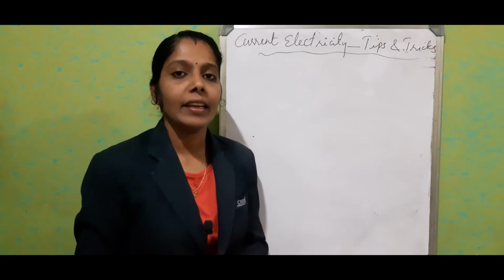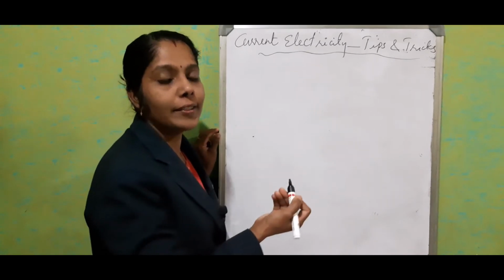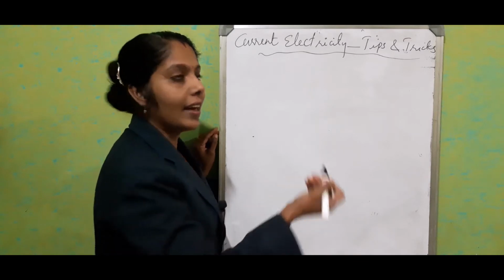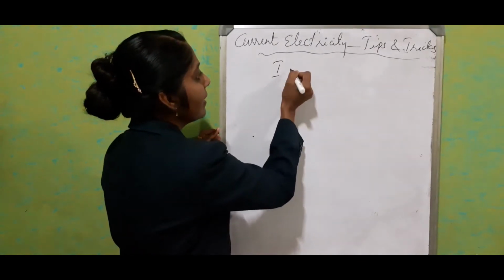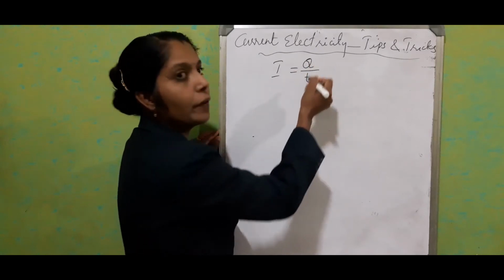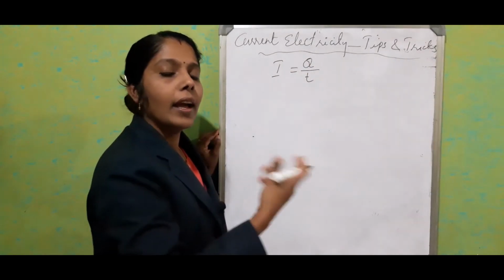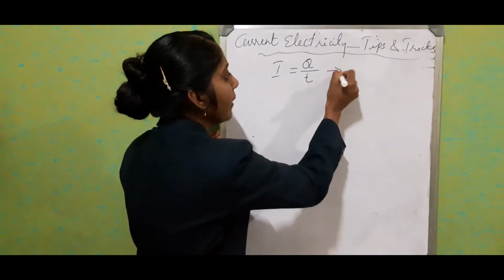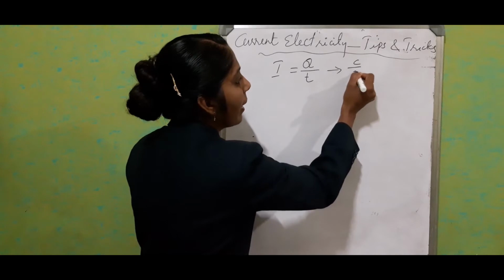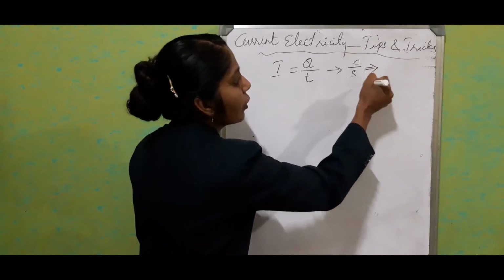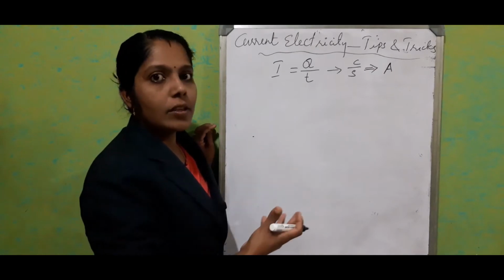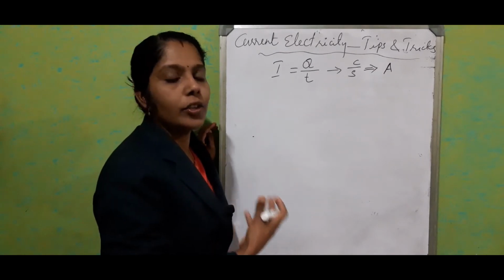What is current? The rate of change of charge flowing through a particular point in a conductor is known as current. Or we can represent it as current is equal to Q divided by T, rate of change of charge. And what is the unit of current? Unit of charge is coulomb divided by second, or we used to call it ampere. Okay, that is the first concept we were seeing inside this chapter.